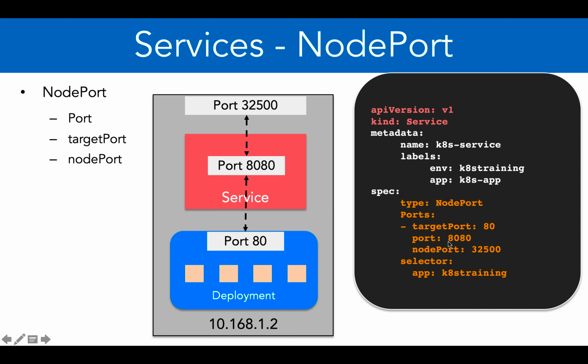And then we mention ports. We have target port, which is the port on which the container or the application is exposing itself. Port, which is the port of the service. And the node port is actually the port of the node or the physical port. Then you have selector. Using selector, we select the pods.